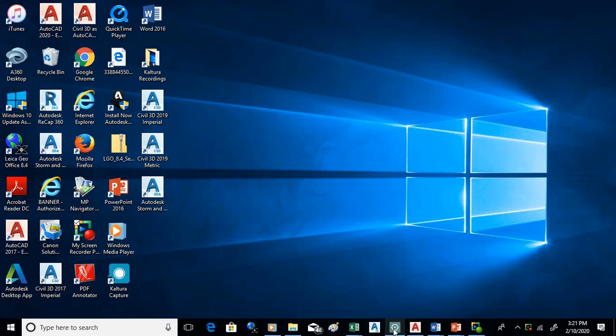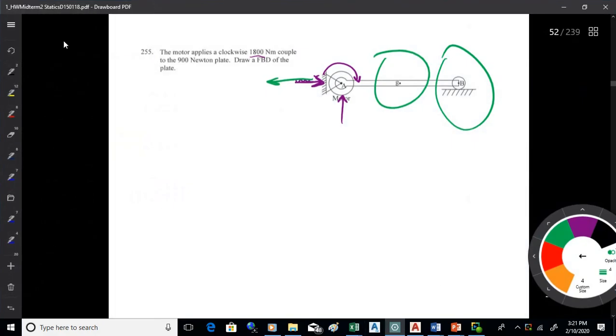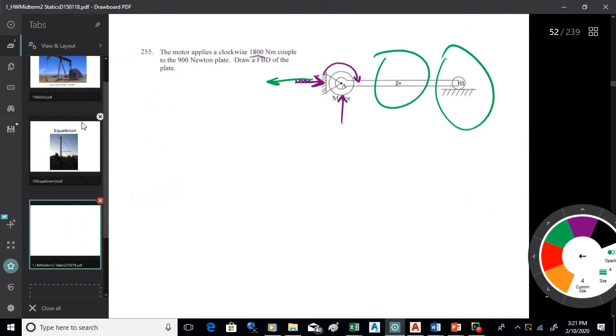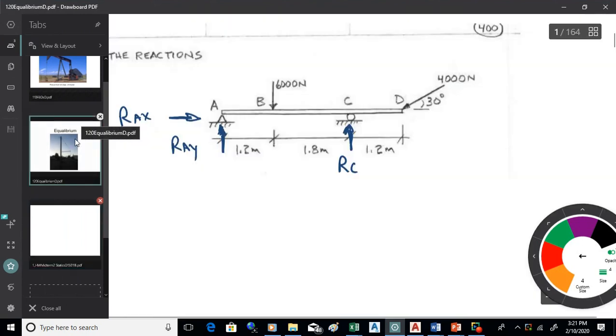All right, so we're getting into equilibrium now. This is probably one of the more important topics that we cover in this class. So let's have a look.